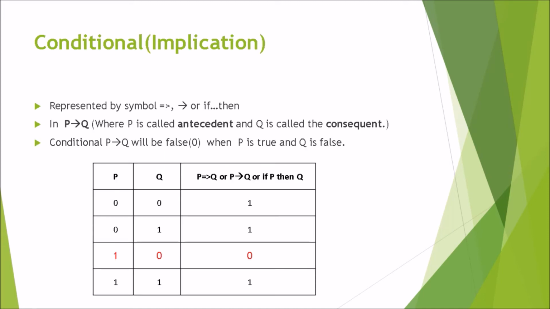The next connective is conditional, also known as implication, which is represented by these symbols. In P implies Q, P is called the antecedent and Q is called the consequent. A conditional P implies Q will be false, 0, when P is true and Q is false. Now when we observe this table, we can see in the third row the combination is P is 1 and Q is 0. That's why the output will be 0 or false. For the rest of the combinations we simply write 1.